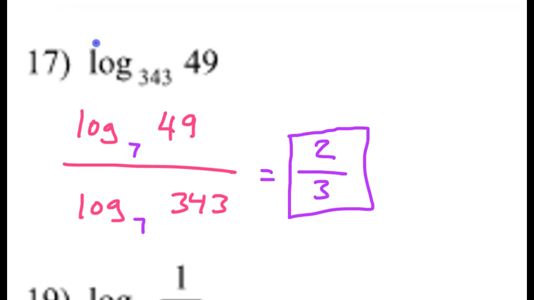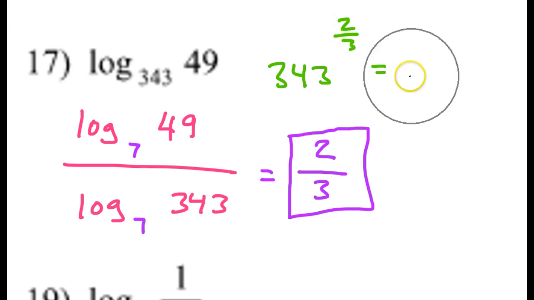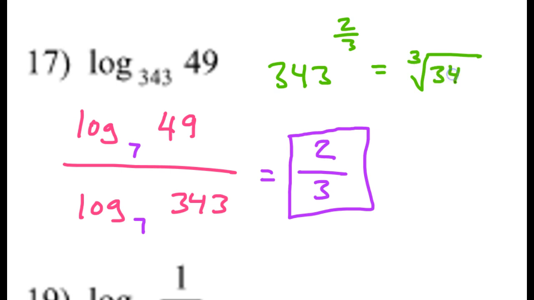All right, it's always good to have the power to check your answer. So we are claiming that 343 to the 2/3 power should equal 49. Let's see. Remember, when you have a fractional power, that's always in the form power over root. So this means that 3 is the root. So this is the cube root of 343. And 2 is the power.